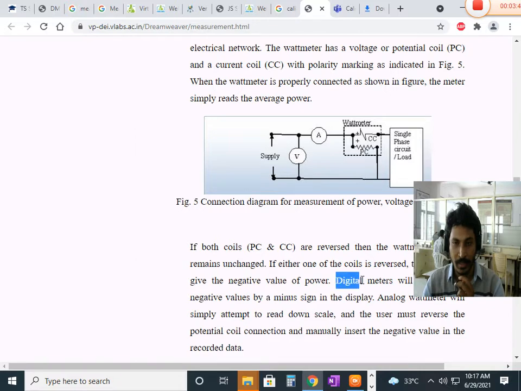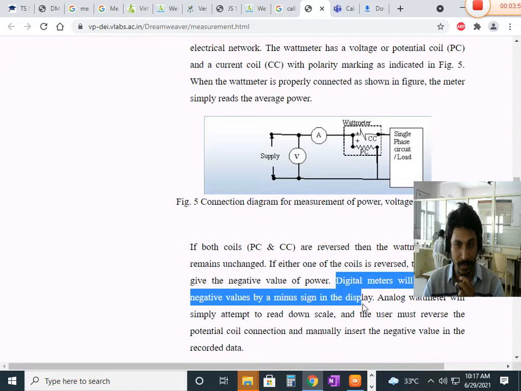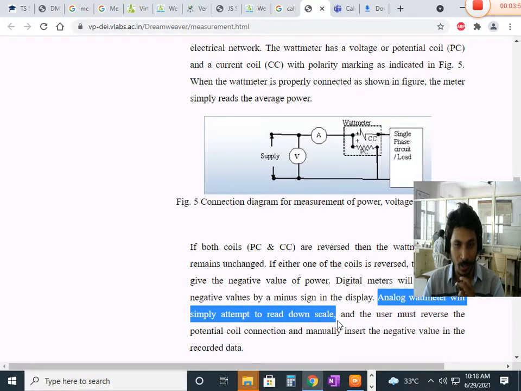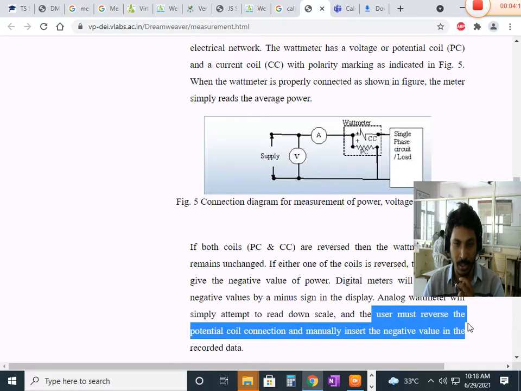Digital meters will indicate the negative value by a minus sign in the display, whereas the analog meter will simply attempt to read downscale. That is, the pointer will start deflecting before 0. That indicates that power is negative, and the user must reverse the potential coil connections manually.